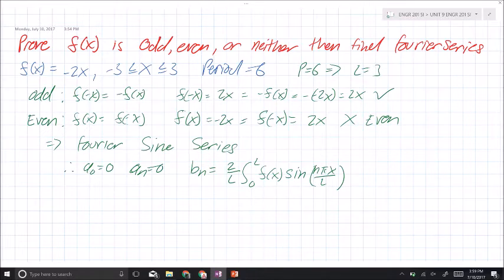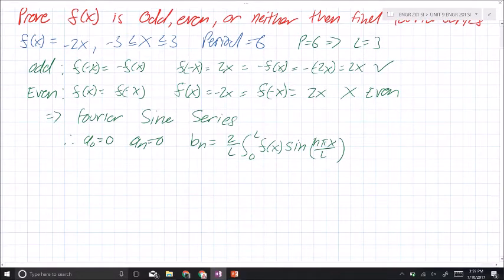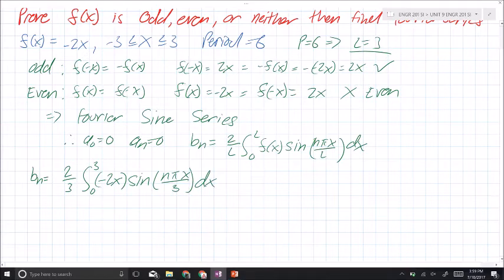All right. So now we're going to go ahead and solve for b sub n. So b sub n would equal 2 over 3, since earlier we found that L equals 3. Then we go from 0 to 3 of f of x being negative 2x, times sine of n pi x over 3 dx. Then what we will do now is integrate. Or we can simplify it further: you can get the coefficients on the outside, do whatever algebra you have to do in order to make this easiest for you.